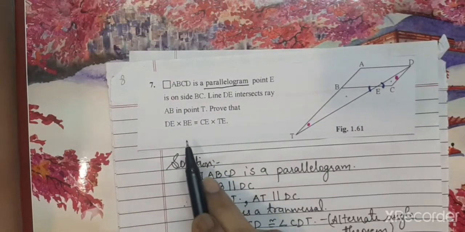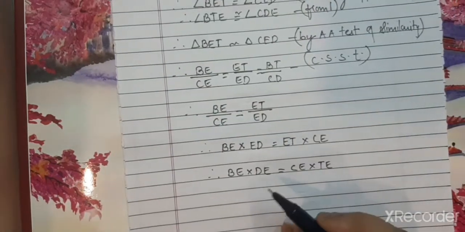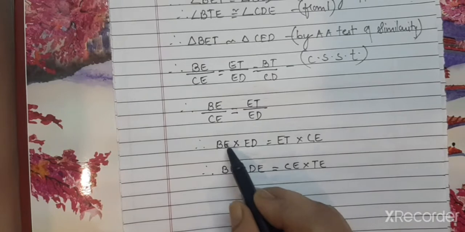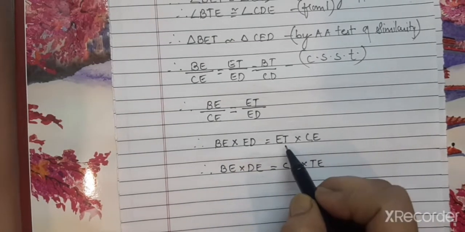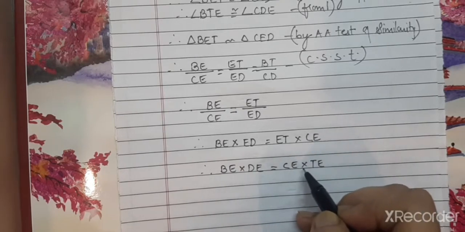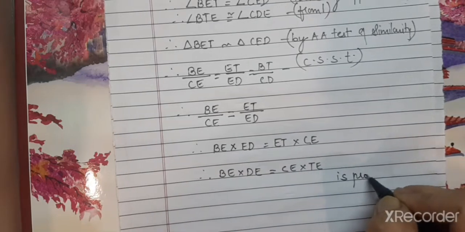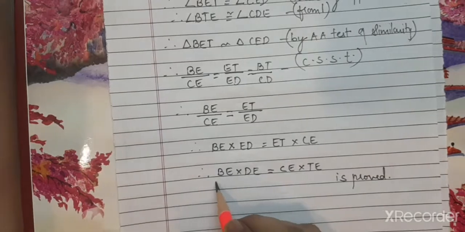Okay, see that your final answer looks like this. And to look like that, I have to just make little corrections. That is, BE into, instead of ED, I wrote DE, equal to, first they have asked CE. So, I wrote CE into, instead of ET, I have written TE. Proved. I hope this is clear.